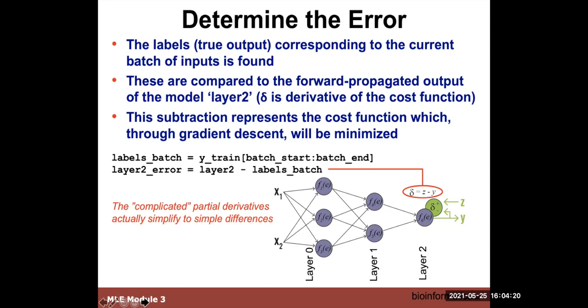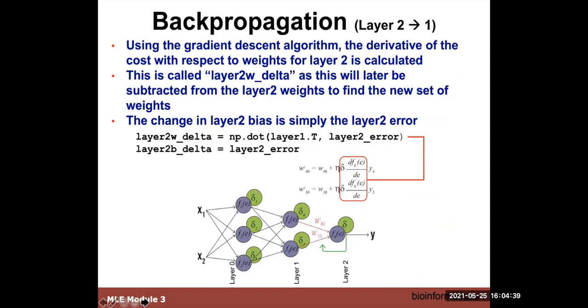We're going to calculate the derivative of the cost function. And in fact, these ones for this particular thing actually end up being just simple differences, so it's not a partial derivative. And then we're going to start modifying the weights based on this error that we've calculated.